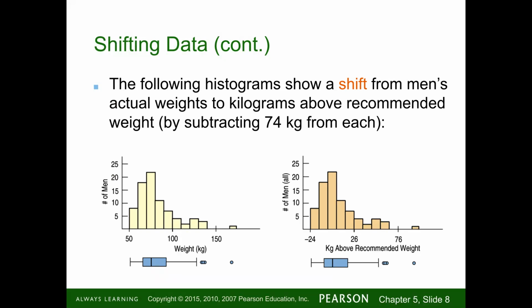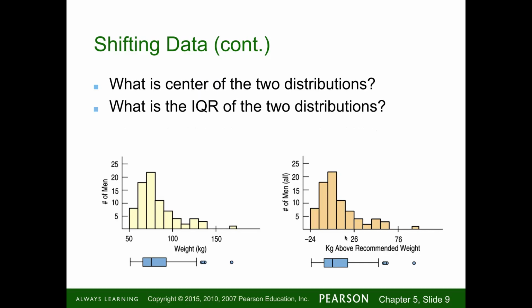The following histograms show a shift from men's actual weights to kilograms by subtracting 74 kilograms from each. So what they're saying is the distribution looks the same, but the numbers are different, okay? If you look at the x-axis, they literally are just subtracting 74 kilograms from each. So when you do a measure of the spread, the box and whisker plot looks the same, and the histogram looks the same. Everything looks the same, except the numbers are different. Does that make sense? Okay.